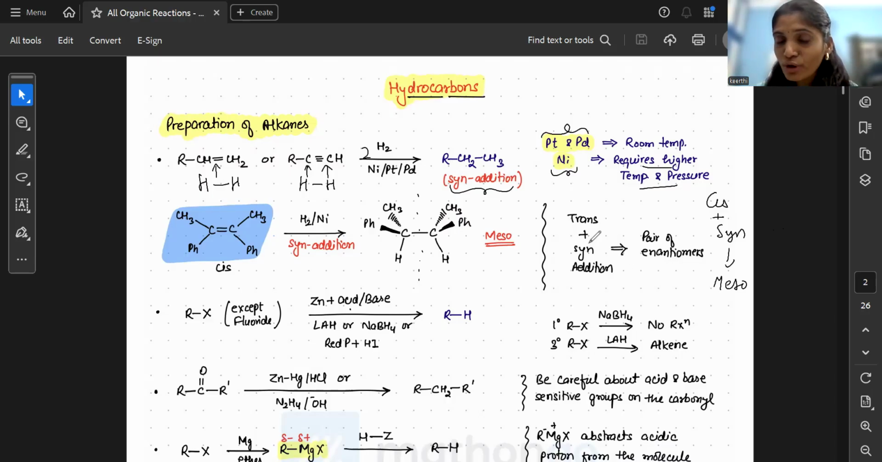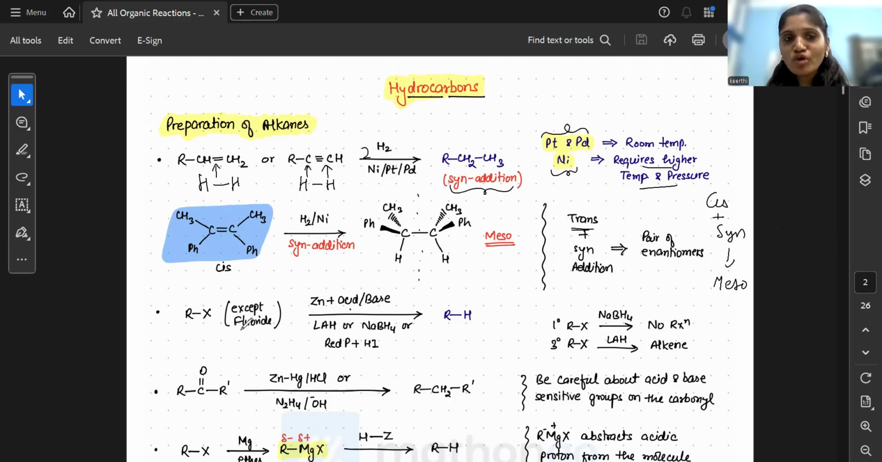One more combination you need to remember: if it's a trans compound and I am doing syn addition, then I get a pair of enantiomers. You know what are enantiomers. Clear? Cis plus syn will give me meso. Trans plus syn will give me a pair of enantiomers. This is very important. You need to remember this for your exam. Now, next I can also prepare.